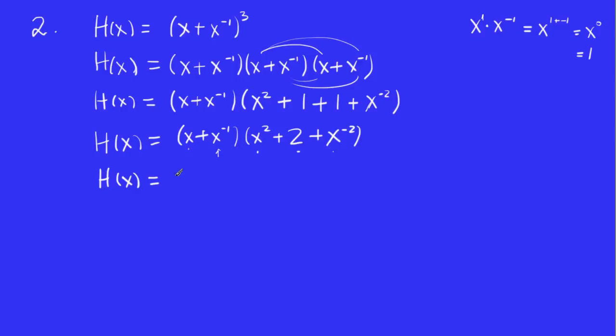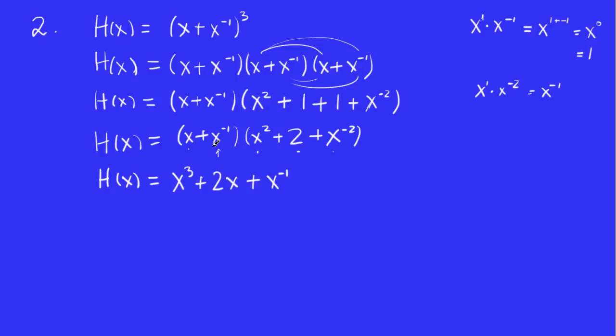X times x squared is x cubed. X times 2 is 2x. What is x times x to the minus 2? Well, this is really x to the 1, so we're going to add those exponents, right? 1 plus negative 2 is negative 1. So plus x to the minus 1. So we've just accomplished multiplying x onto each of these 3.